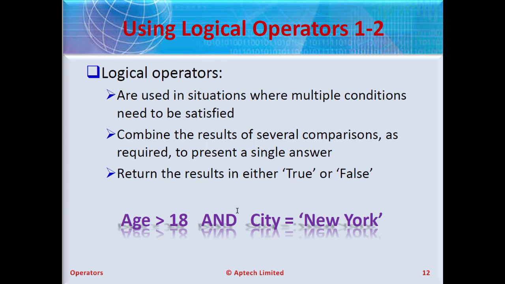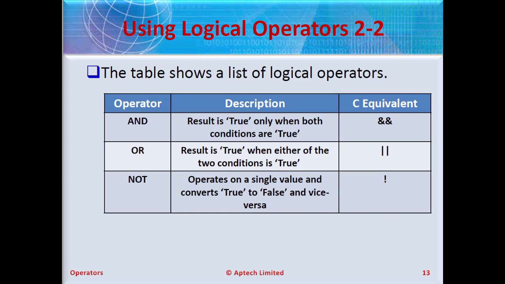We can see we're using the AND operator to combine these two conditions, okay? Now the table shows the list of logical operators. We have the AND, which results in true only when both conditions are true. The C equivalent is the double ampersand. We have the OR. The result is true when either of the two conditions is true. We have the pipe symbol, and we have the NOT, which operates on a single value and converts true to false and false to true. And we have the exclamation mark, which is called the bang symbol in programming.